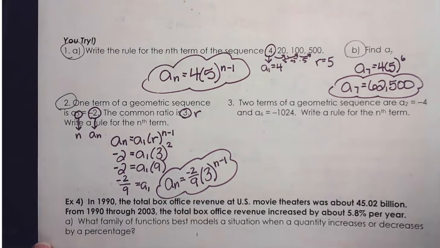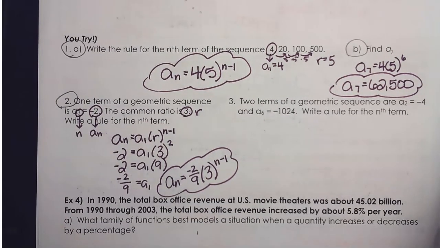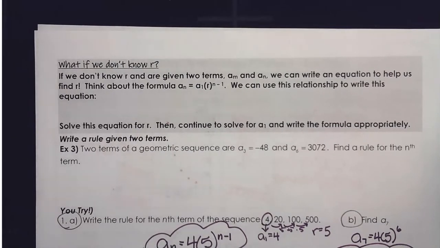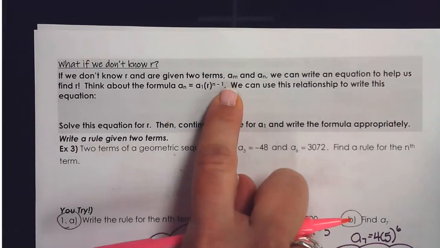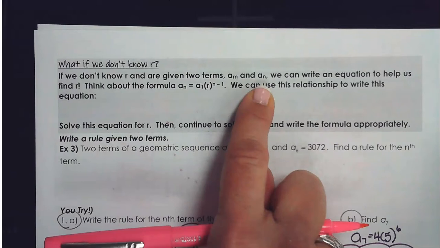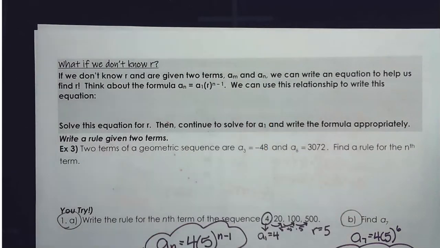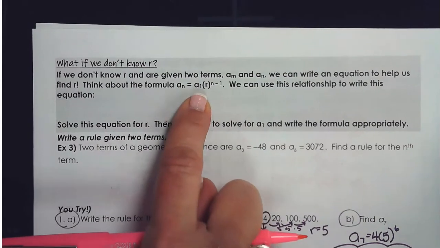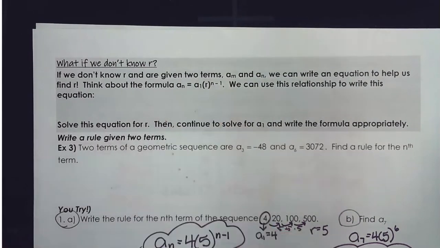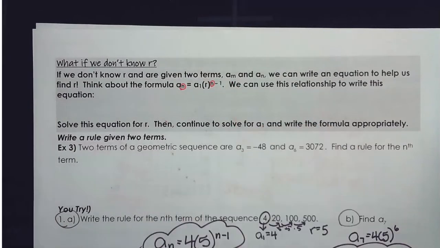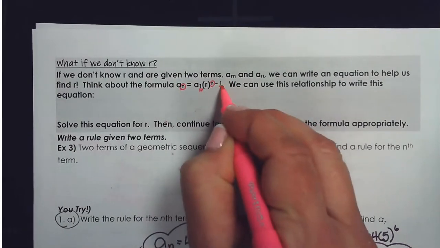All right. So in all the questions that we've dealt with so far, they've told us what R is, but what if we don't know R? If we don't know R, and we are given 2 terms, I'm going to call them A sub m and A sub n, we can write an equation to help us find R. I want you to think about this formula, A sub n equals A sub 1 times R to the n minus 1. Do you guys see that, like, this is n, and this is n, and this is 1, and this is 1?